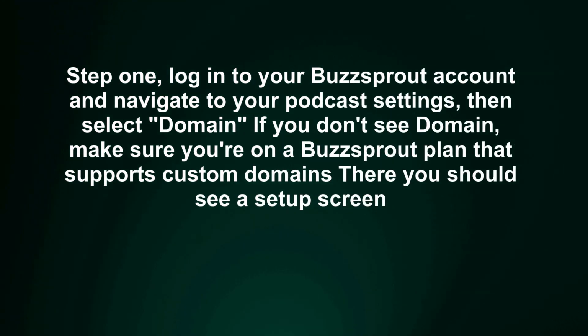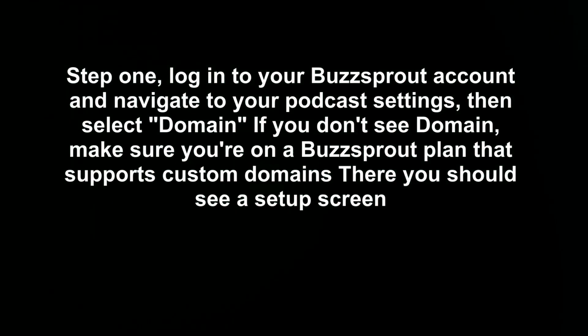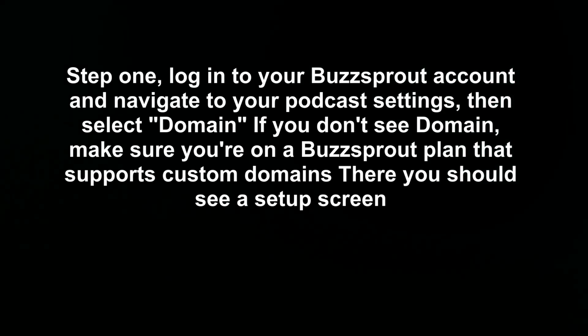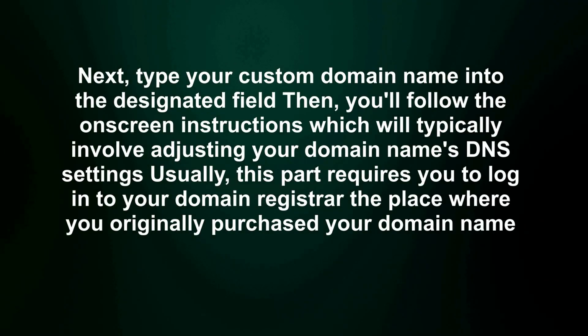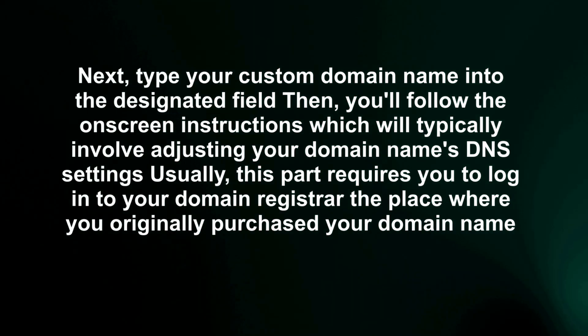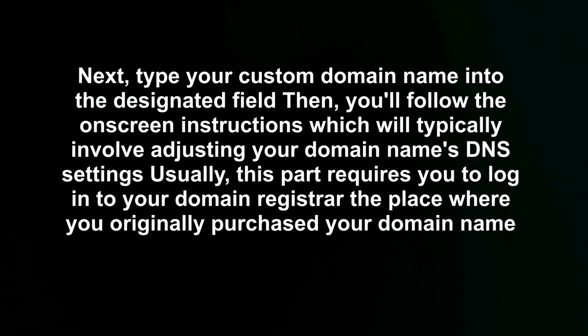Step 1. Log into your Buzzsprout account and navigate to your podcast settings. Then select domain. If you don't see domain, make sure you're on a Buzzsprout plan that supports custom domains. There you should see a setup screen. Next, type your custom domain name into the designated field. Then, you'll follow the on-screen instructions, which will typically involve adjusting your domain name's DNS settings.